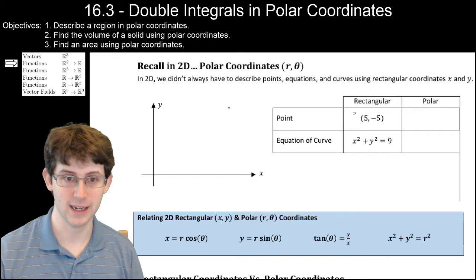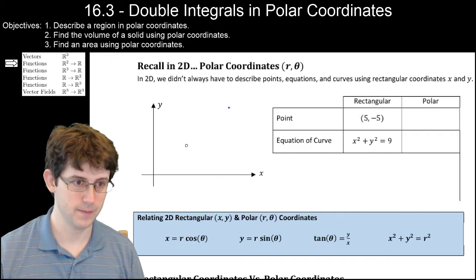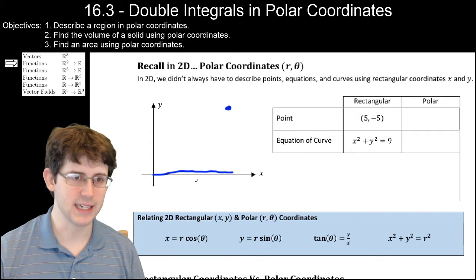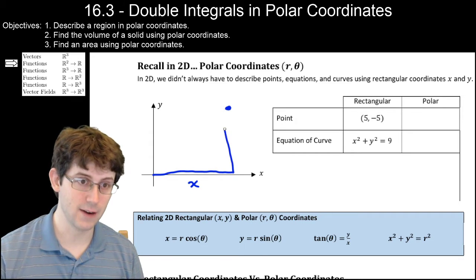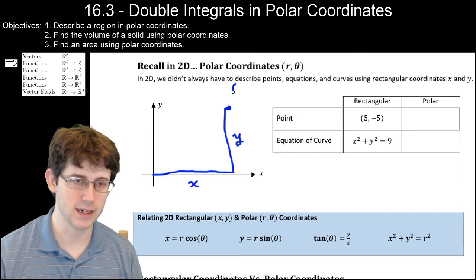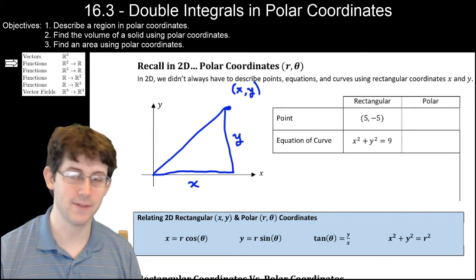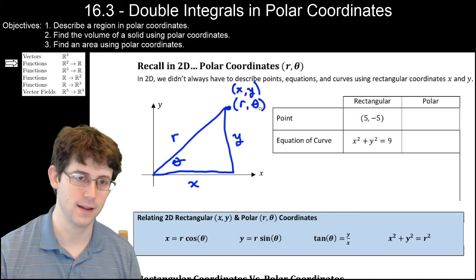If you have a point, like say you have a point out here, you can describe its location by saying how far over you went to get to it and how far up you went. That's the point x, y. But you can also describe where it is by just saying how far from the origin it is and what angle it is from the positive x-axis, and then you would call it r, theta.